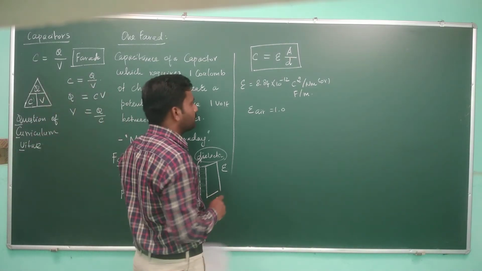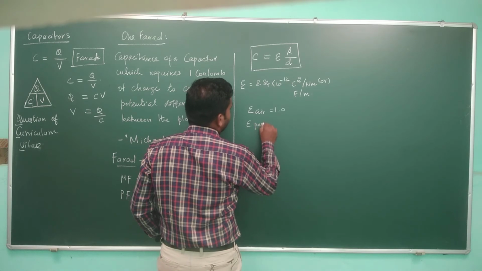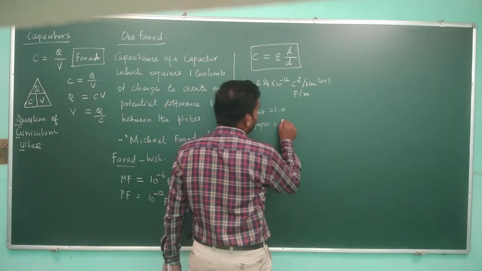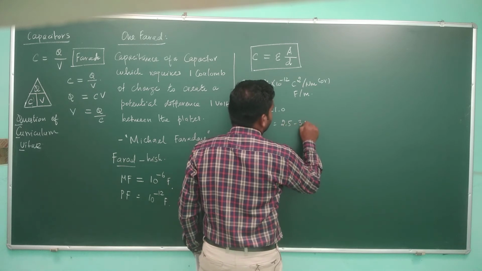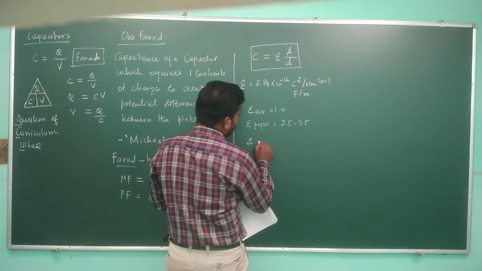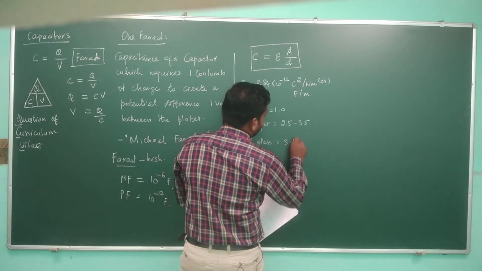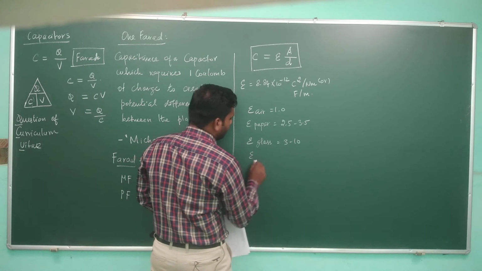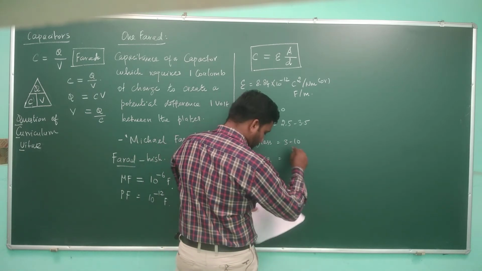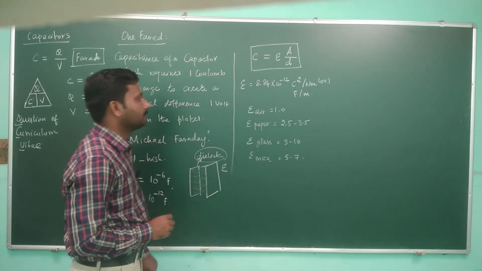That is 1.0. Now, if you are considering normal paper, it would have the permittivity 2.5 to 3.5. And if you are having glass, it will have the permittivity 3 to 10. If you are having mica, it will have the permittivity between 5 to 7. Okay.